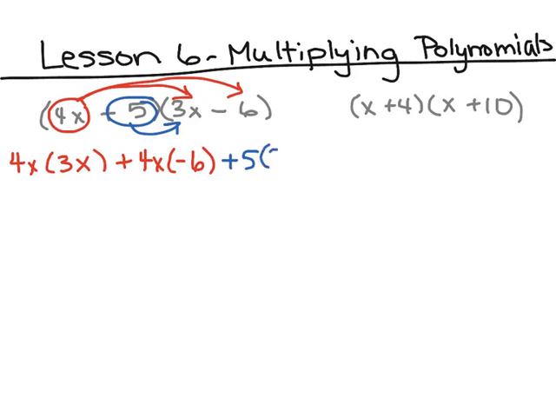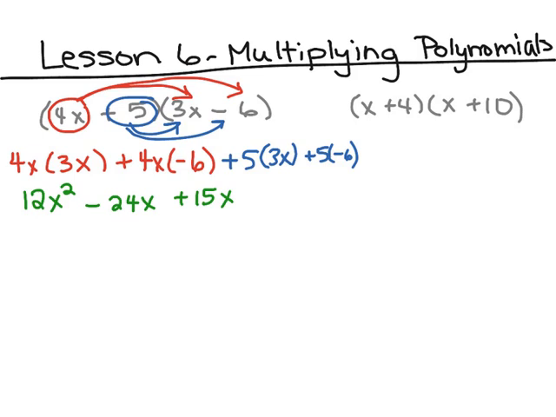So we have 5 times 3x plus 5 times negative 6. Now all you have to do is simplify and multiply everything out. So 4 times 3 is 12, and x times x is x squared. 4x times negative 6 is negative 24x. 5 times 3 is 15x. And 5 times negative 6 is negative 30.